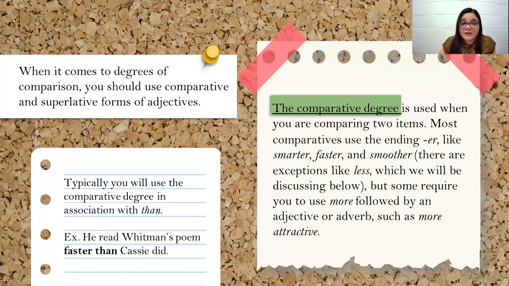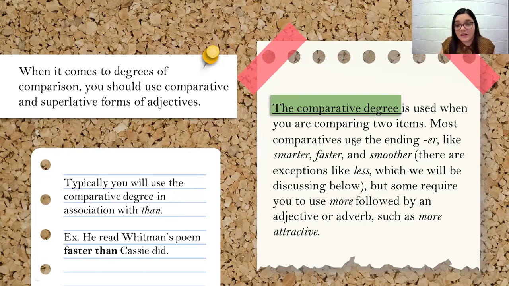When it comes to degrees of comparison, you should use comparatives and superlative forms of adjectives. Why? Typically, you will use the comparative degree in association with "than." Example: He read Whitman's poem faster than Casey did. Here, once again, remember, you need to have the comparison and then "than," which means that you're comparing one thing and the other. The comparative degree is used when you are comparing two items.